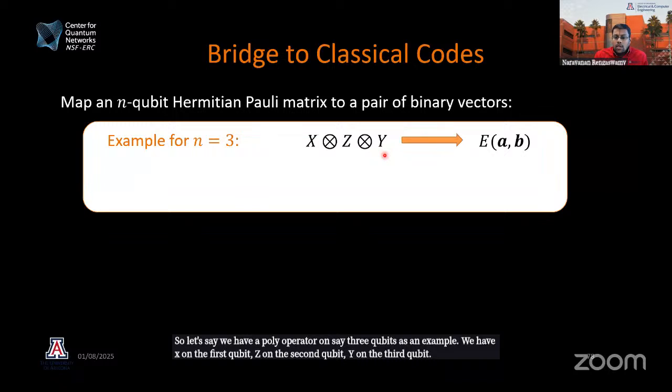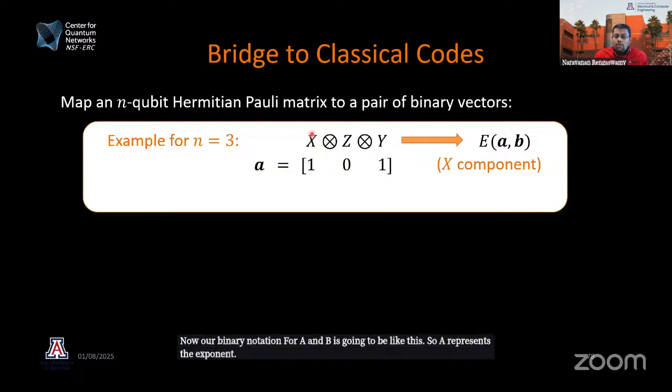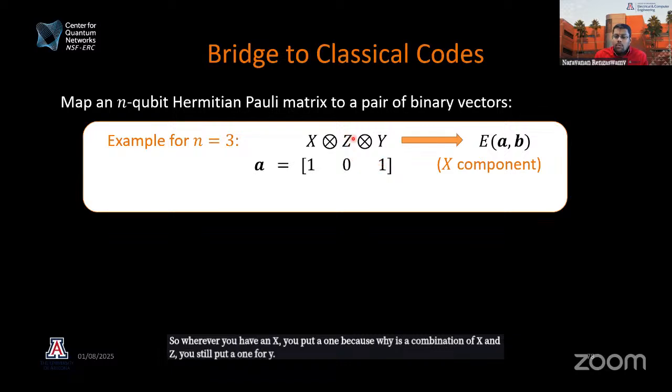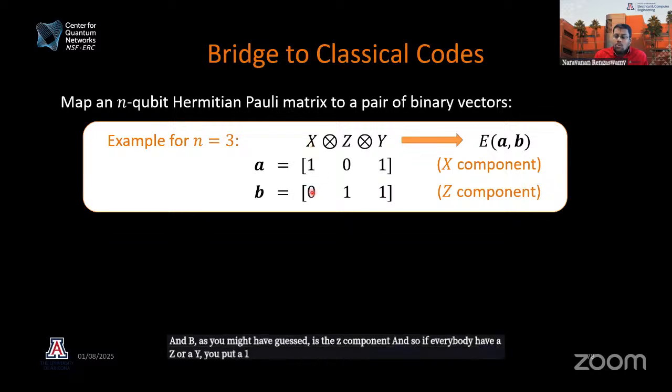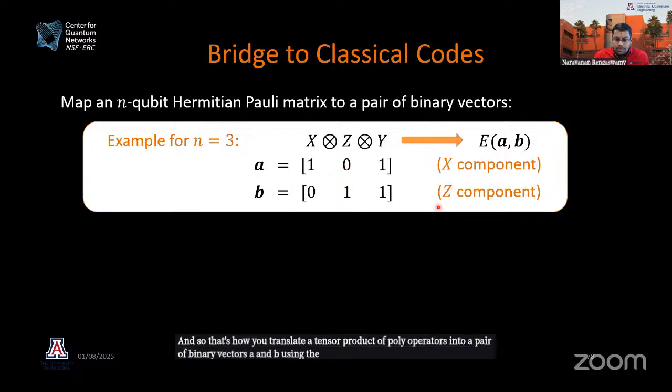Now, our binary notation for A and B is going to be like this. So A represents the X component. So wherever you have an X, you put a 1. Because Y is a combination of X and Z, you still put a 1 for Y. But if you have a pure Z, you put a 0. And B, as you might have guessed, is the Z component. And so wherever you have a Z or a Y, you put a 1. Wherever you have an X, you put a 0. And so that's how you translate a tensor product of Pauli operators into a pair of binary vectors A and B using the X and Z components.